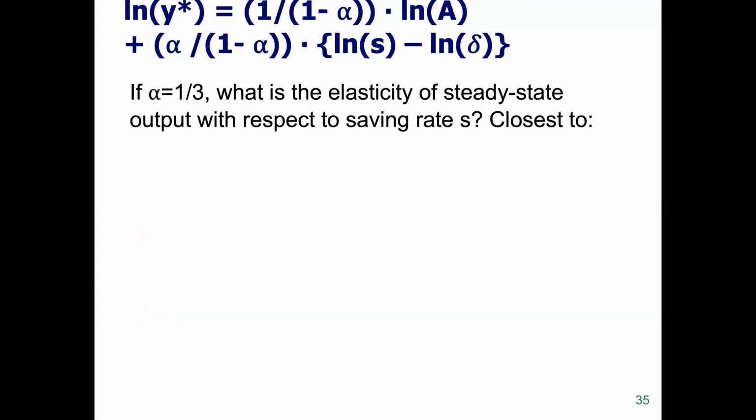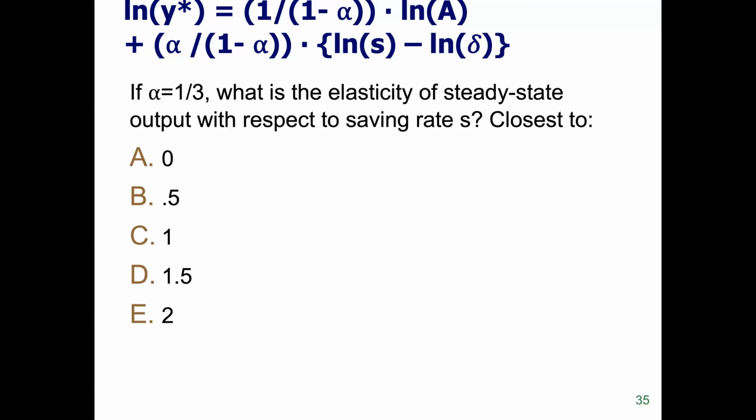Okay, now let's do another clicker question. Same alpha equals a third assumption. What's the elasticity of steady state output with respect to the saving rate, S? Now you're going to look for a different coefficient, which is still in logs. So the coefficients are elasticities. What is it? Is it closest to 0, a half, 1, 1.5, 2? Stop the video and answer.